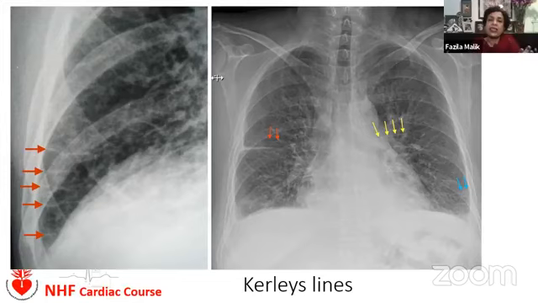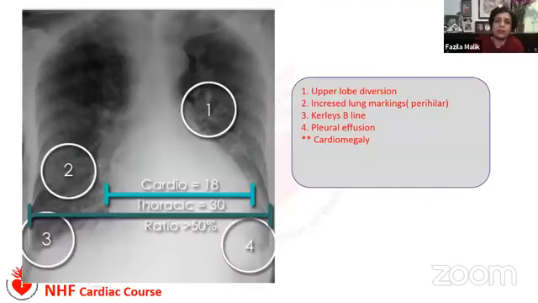And what are the Kerley's C lines? The Kerley's C lines are more reticular in appearance, very fine, and they are usually situated between the Kerley's B lines and the Kerley's A lines. And these are very fine lines. All these lines indicate interstitial edema.